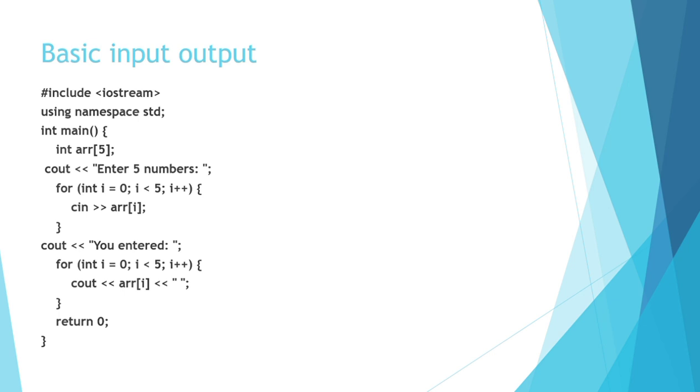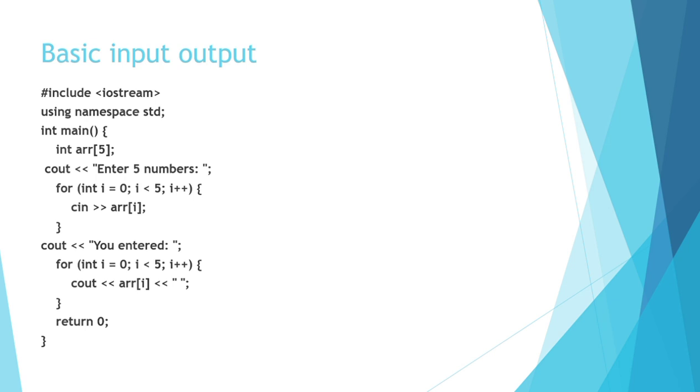This C++ program snippet declares an integer array named ARR with a fixed size of 5, meaning it can store 5 integer values. The program first prompts the user to enter 5 numbers using cout, "Enter 5 numbers". Then, it uses a for loop to iterate 5 times, for (int i = 0; i < 5; i++), where each iteration reads an integer input from the user using cin >> arr[i], and stores it in the corresponding index of the array.